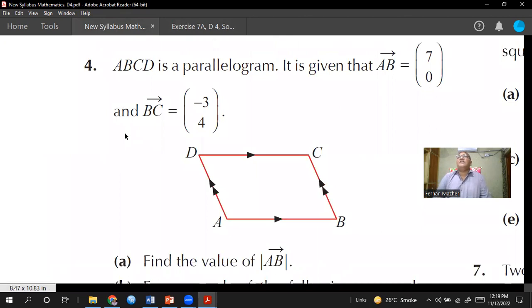He says A, B, C, D is a parallelogram. It is given that the AB is 7, 0. The column vector of the AB is given. The column vector of the BC is also given, minus 3, 4. And find the value of the magnitude of the AB. The column vector is given, and we want to find out the magnitude. So very simple. The formula is square root of the x square plus y square. So I will do this process.